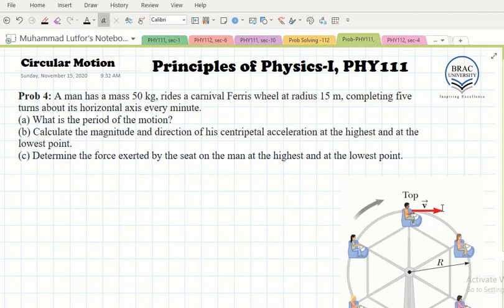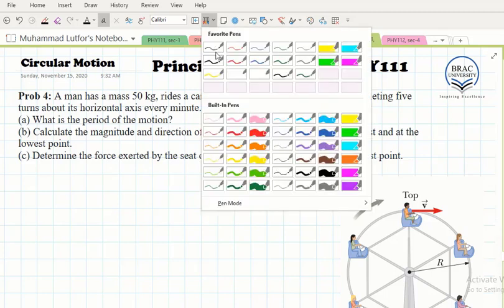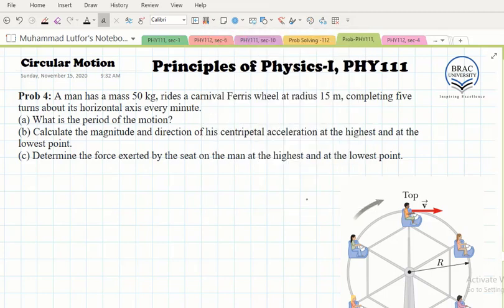Hello everyone, this is another problem from uniform circular motion. In this problem, a man with a mass of 50 kg rides a carnival Ferris wheel of radius 15 meters, completing 5 turns about its horizontal axis every minute.